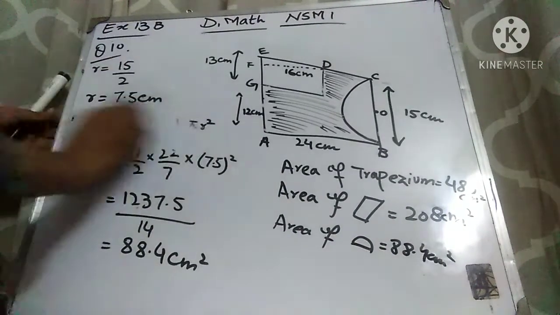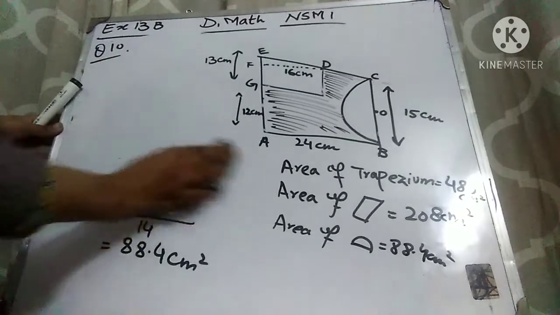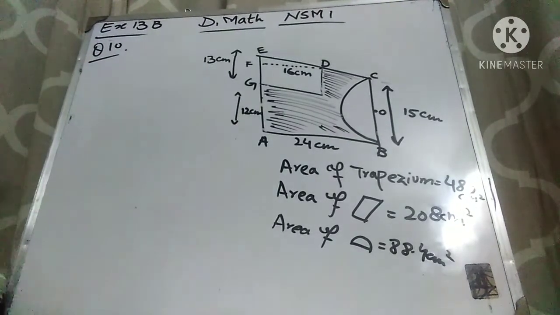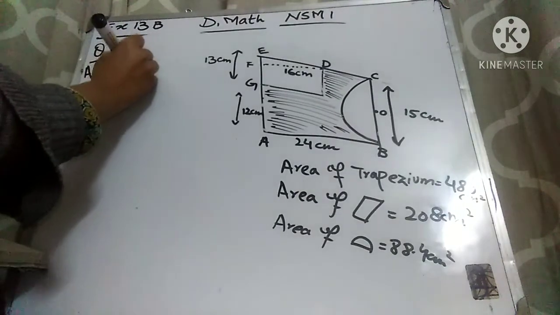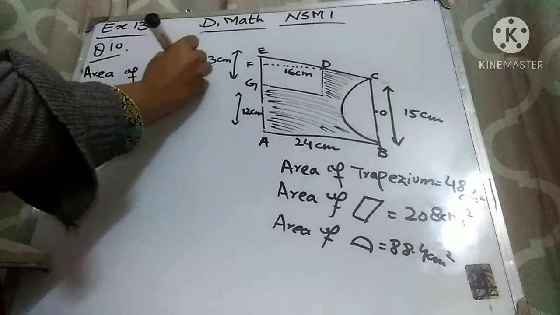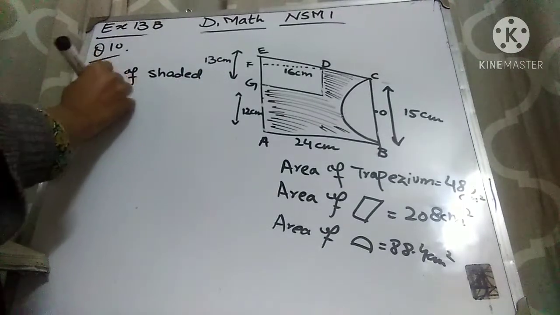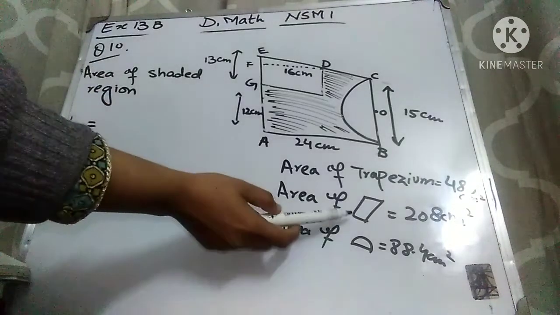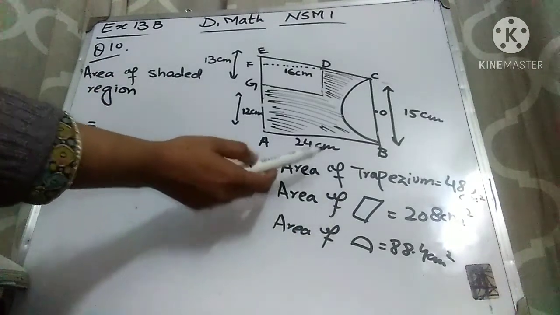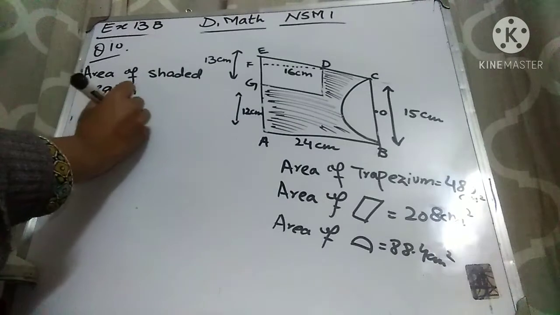So now we have to find the area of the shaded region, which is the figure, because it has been told that the semicircle and parallelogram have been removed from the figure. So it means that just the shaded area is left. So area of shaded region, and you can find the area of the shaded region by subtracting the area of the parallelogram and semicircle from the area of the trapezium.